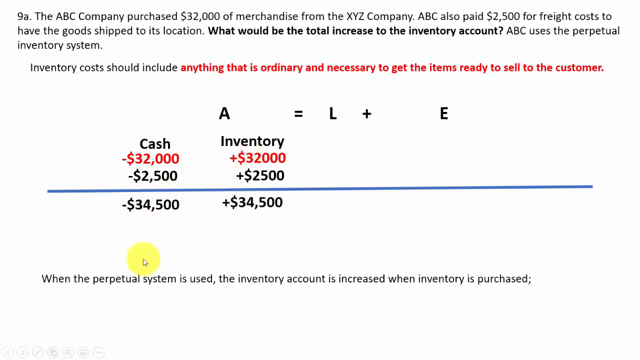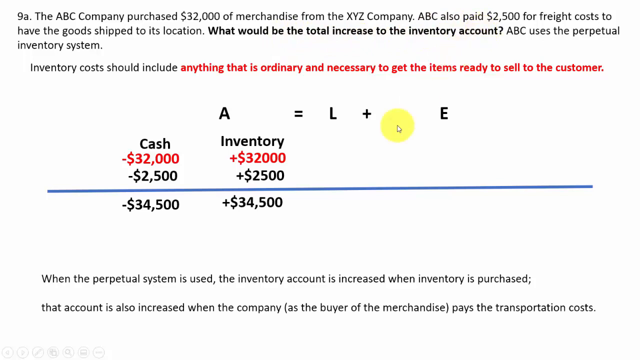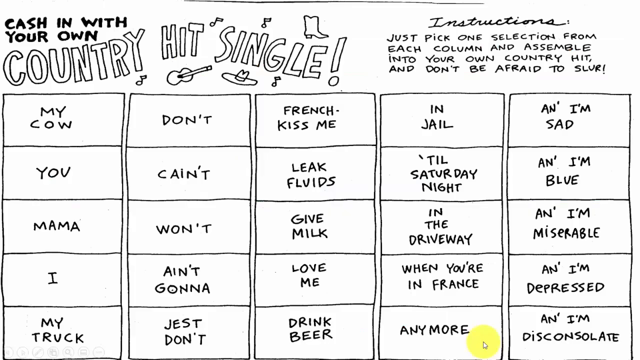And the answer is when the perpetual inventory system is used, the inventory count is increased when the inventory is purchased. So the answer here is that what will be the total increase in inventory count? Well, like I said, in this case, the transportation is part of the cost of inventory. And so the total inventory count is going to go up by $34,500. Let's look at the next one.